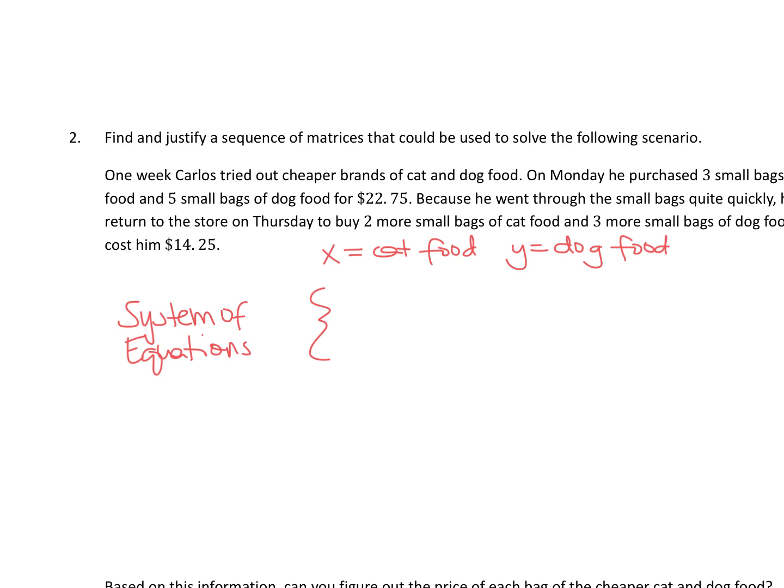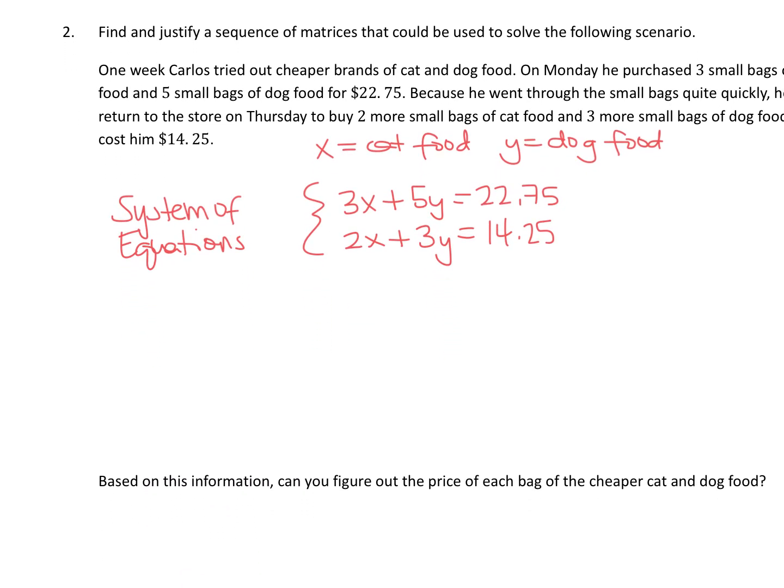So if we were using the skills that we just learned in the previous few lessons, the system would be 3x plus 5y equals 22.75. And then the other purchase would be 2x plus 3y equals 14.25. Now we're going to turn that into our augmented matrix because we're going to solve it using row operations.